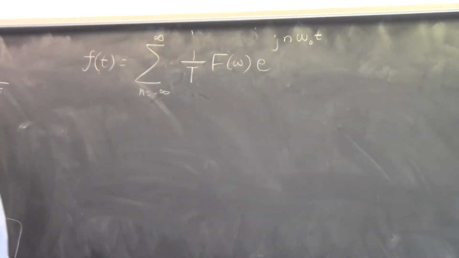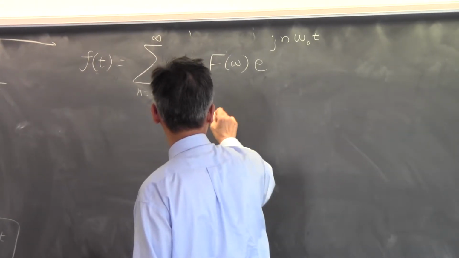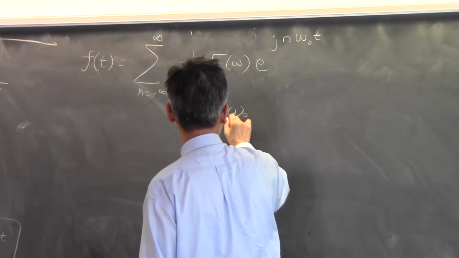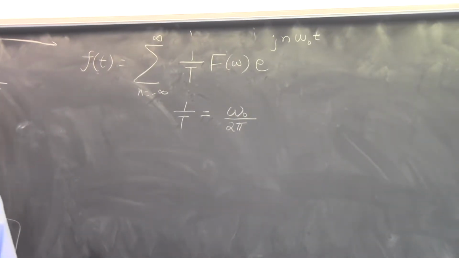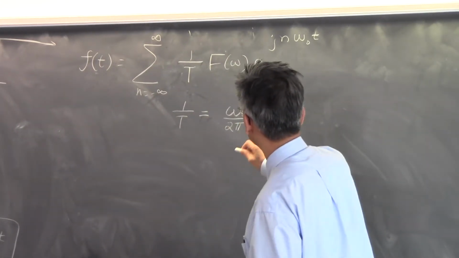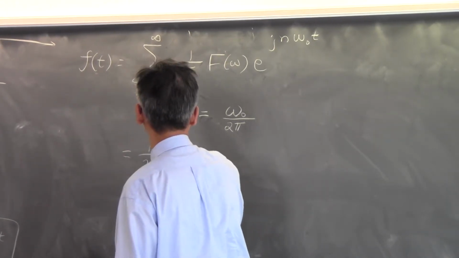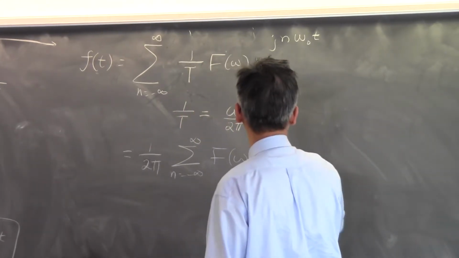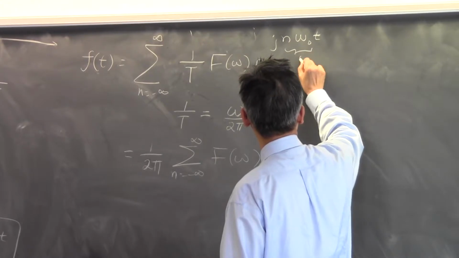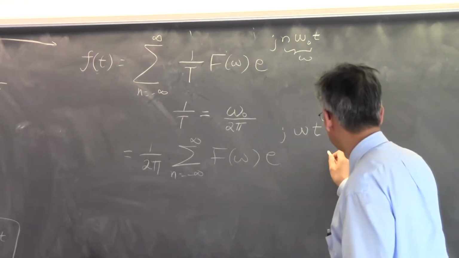So this first relationship becomes as such, and then you can say that 1 over T can be written as omega naught over 2 pi. Just the same statement that I say here. 1 over T is just omega naught over 2 pi, and if that is the case, then you can rewrite this as 1 over 2 pi, the sum from n equals minus infinity to infinity of f of omega e to the j, and let me call this omega now, omega t, and then because 1 over T can be written as such, I can put omega naught here.